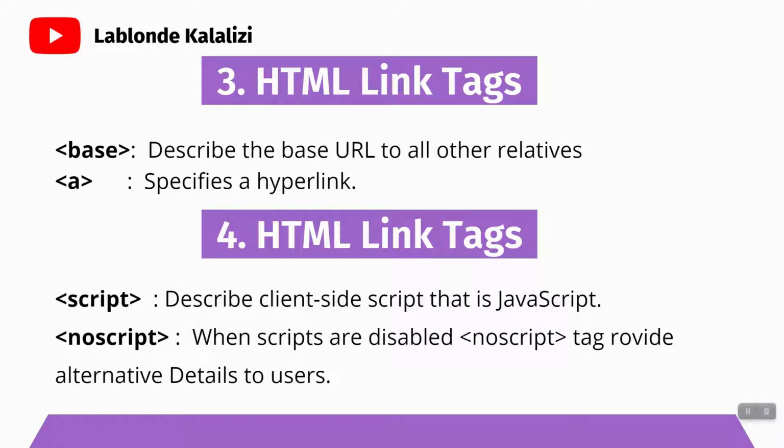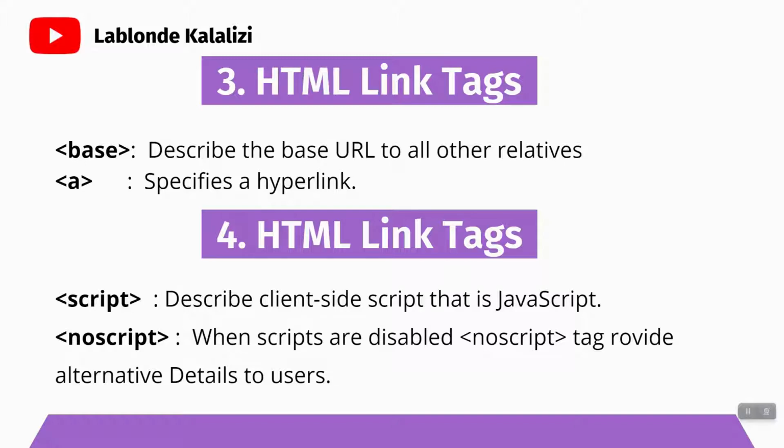And the third type of these tags, we have HTML link tags, which is base. Base describes the base URL for all other relative links. And then we have less than, A in the middle, and greater than. This specifies a hyperlink.